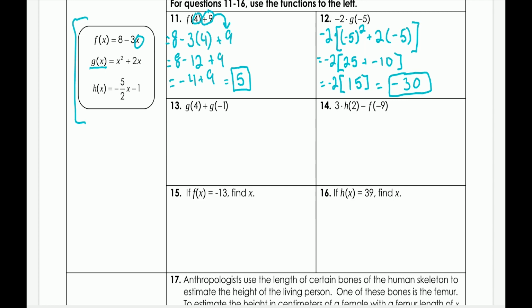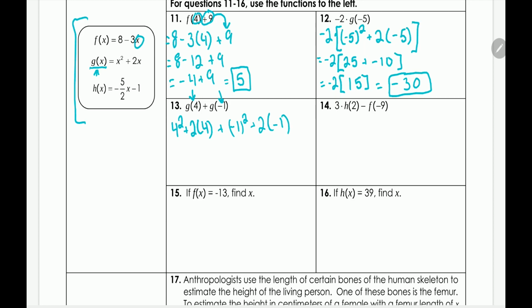So with number 13, we're using the same function, but we're adding two different outputs. So we have to use the function twice, so g of 4 plus g of negative 1. So we're going to be using g of x again. So in order to do this, we first have to replace it with 4. So that's coming from here. We have 4 squared plus 2 times 4 plus g of negative 1, so we're going to replace x this time with negative 1, plus negative 1 squared plus 2 times negative 1.